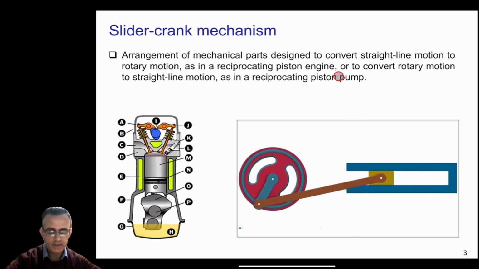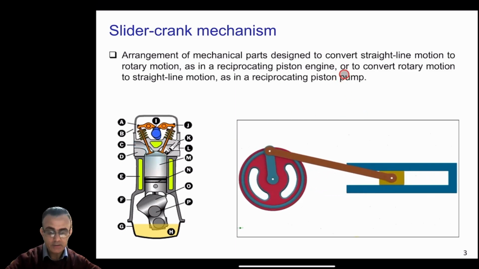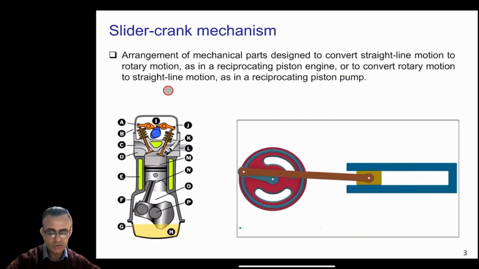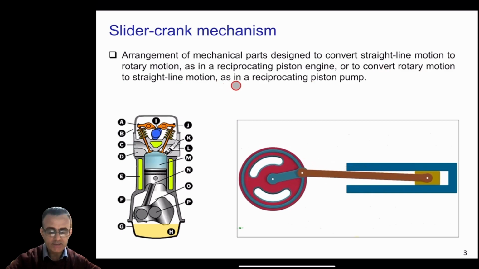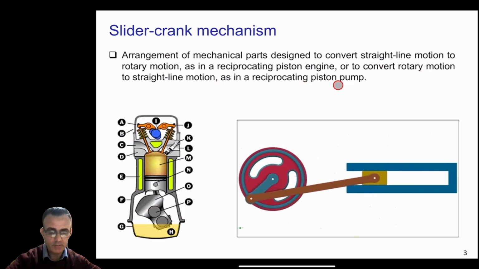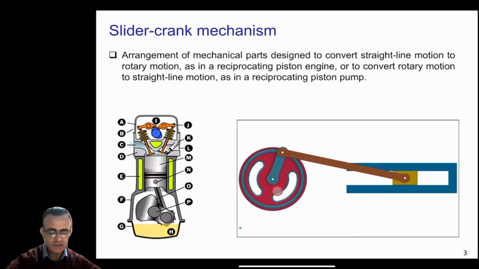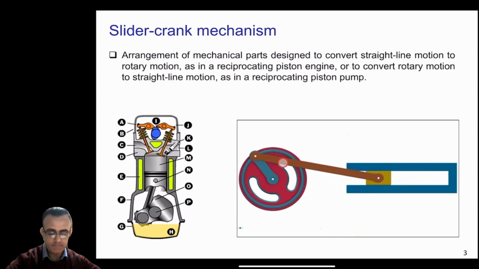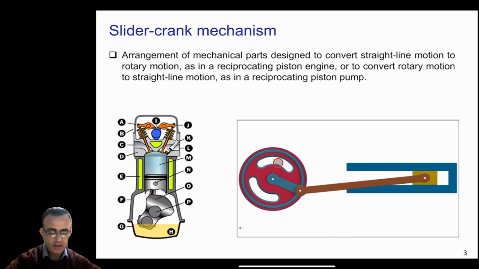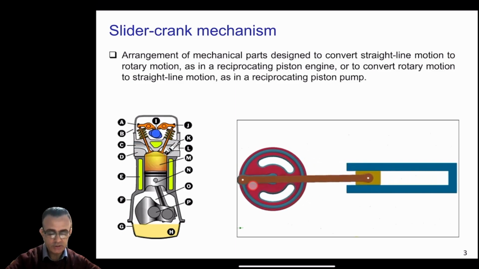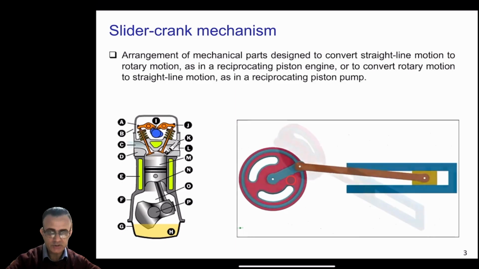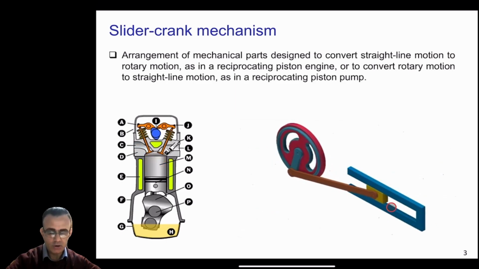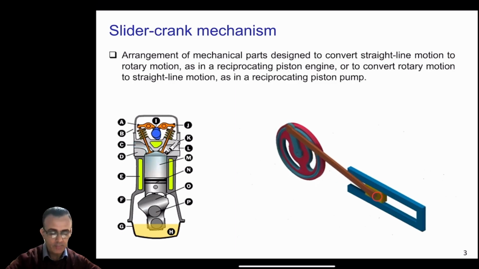In other words, the slider crank mechanism can also convert a rotary motion to straight line motion, as in the reciprocating piston pump. For example, you can see in this figure here. If we rotate this crank with an electric motor, this mechanism will transform this rotary motion to the linear motion of the piston here.